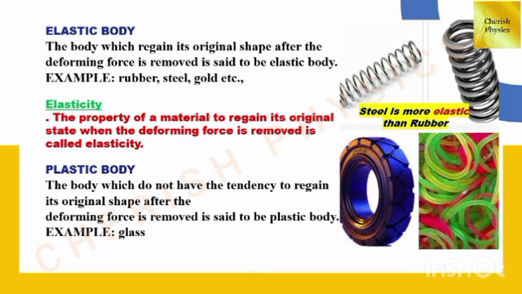The body which regains its original dimension after the deforming force, that is the external force, is removed is called an elastic body, and this property is called elasticity. On the other hand, the body which does not have the tendency to regain its original shape after the external force is removed is called a plastic body, and this property is called plasticity. In the picture I have written steel is more elastic than rubber. If you know the reason, write your answer in the comment box.